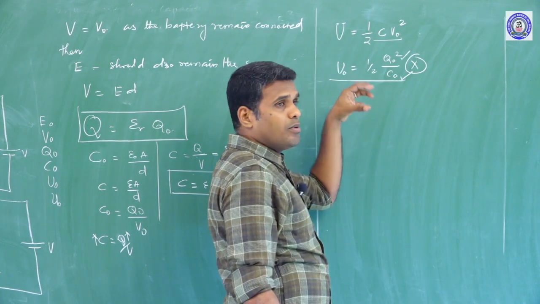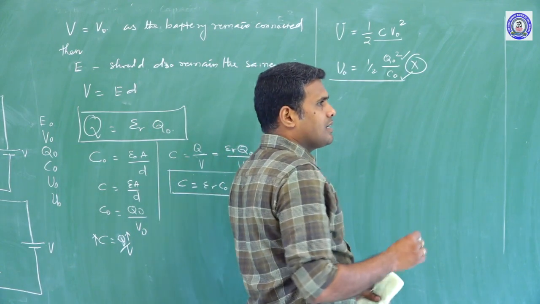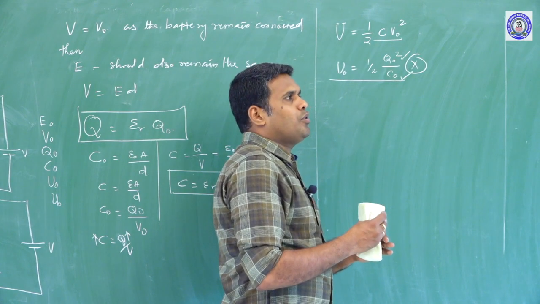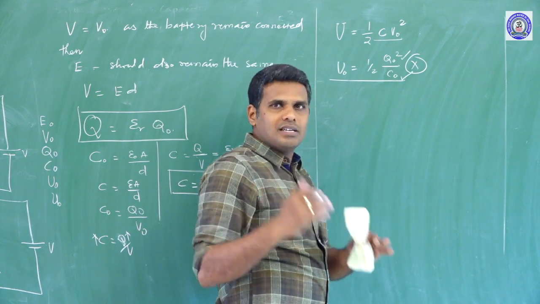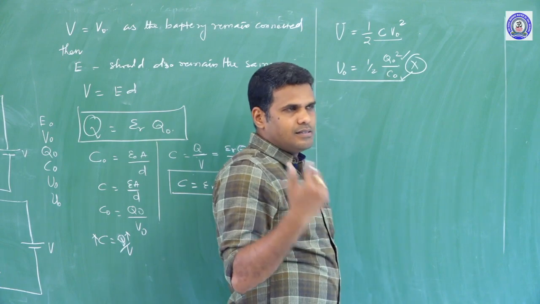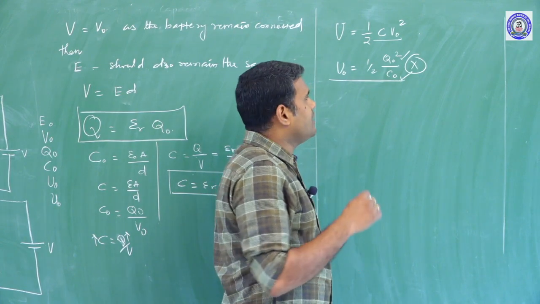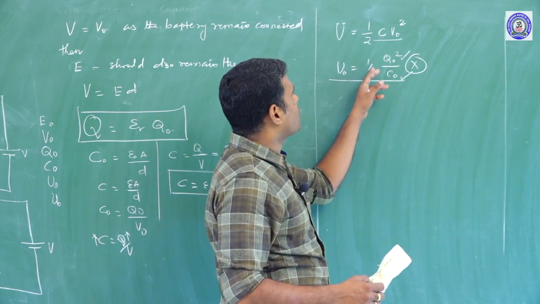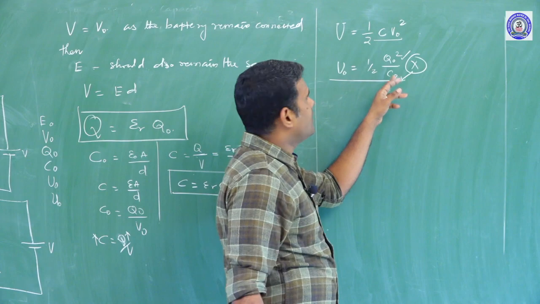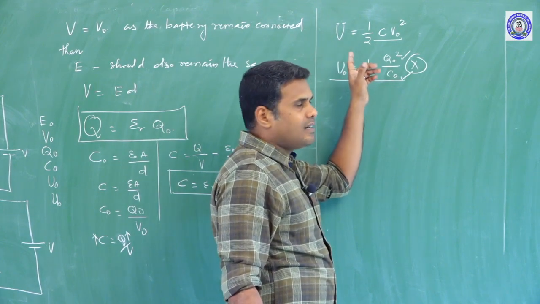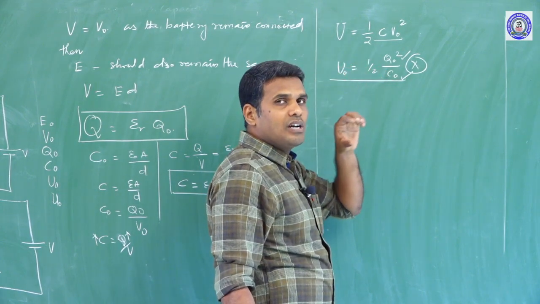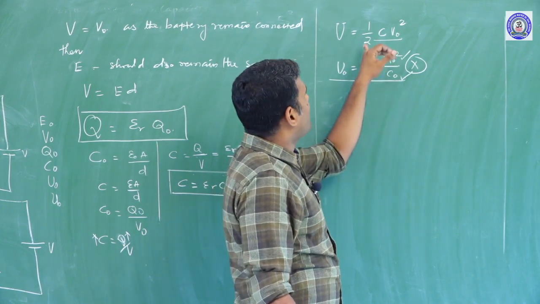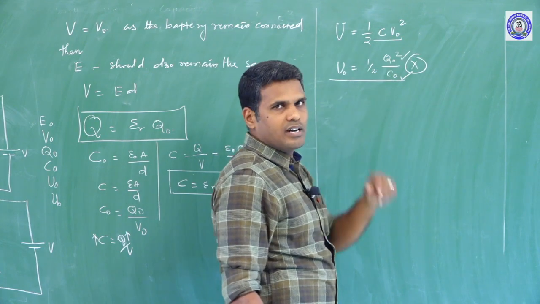So in order to study the potential energy, you have to consider the expressions which involve a physical quantity that remains constant. When the battery is disconnected, the charge is constant, so you use U naught equals half Q naught square divided by C naught. When the battery is connected, the potential remains constant. So I am taking the expression U equals half C V naught square.